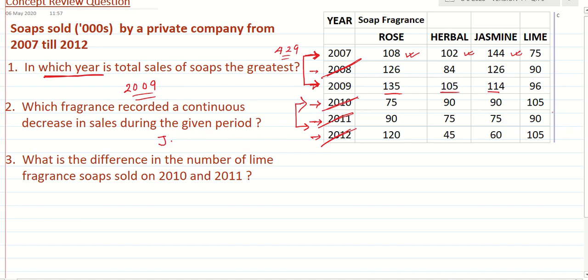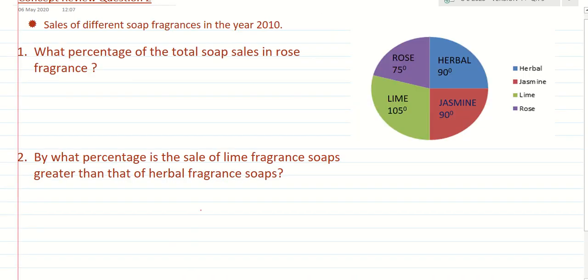Lime fragrance. What is the difference? Difference is 15. Super. Let's try this question. Pie chart. We are given the pie chart in terms of degrees. What fraction of the total soap sales is the rose fragrance? How much is given for the rose fragrance here? 75. I want to find out the percentage. So I'll take 75 degree out of what? What is the total? Total degree. 360 degree.